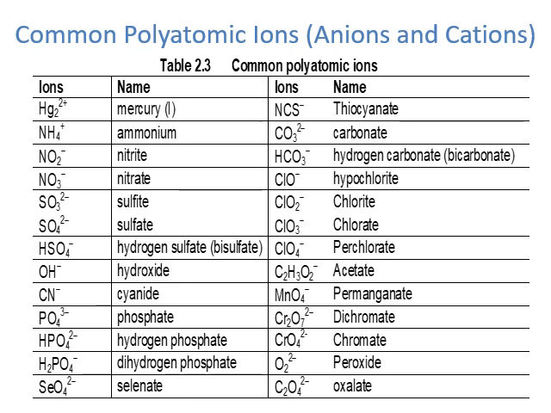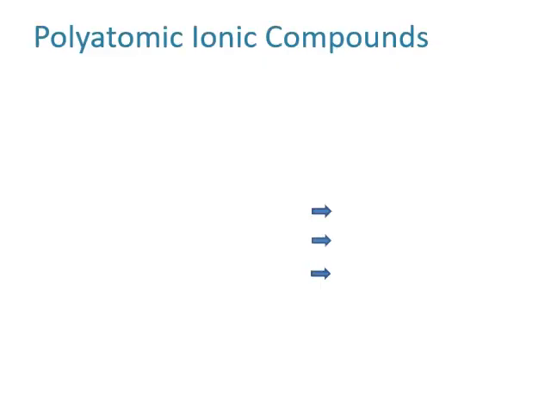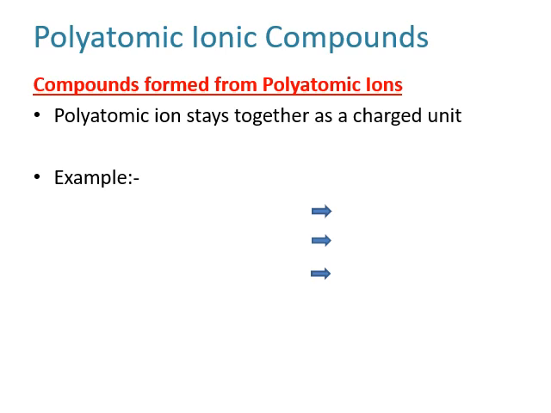Okay, we will continue. Alright, so we have done on this. So now we are going to name polyatomic ionic compounds. Right. So compounds formed from polyatomic ions, so they can stay together as a charged unit.